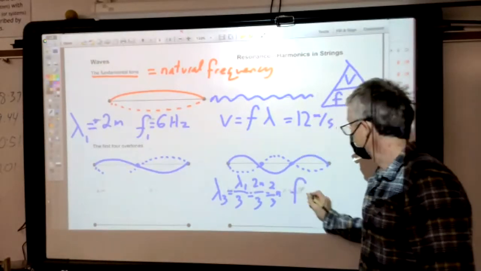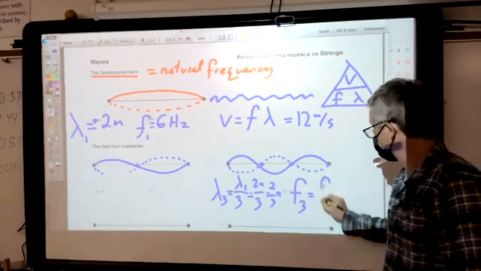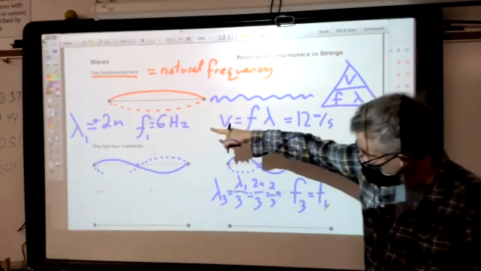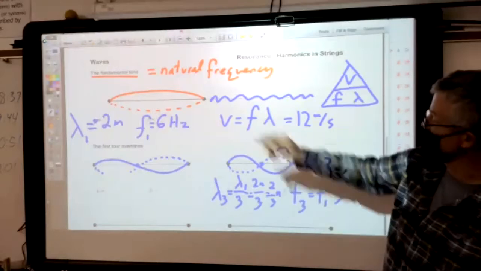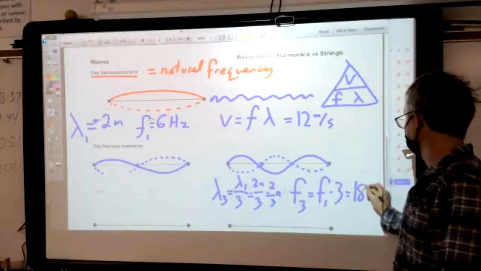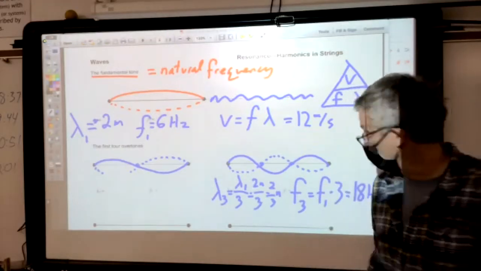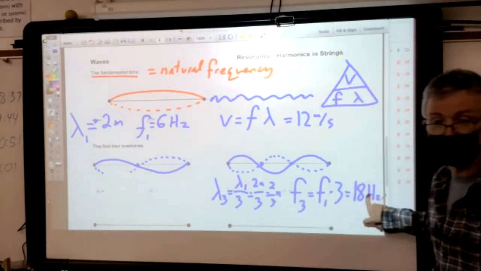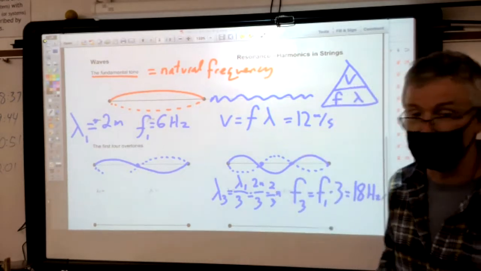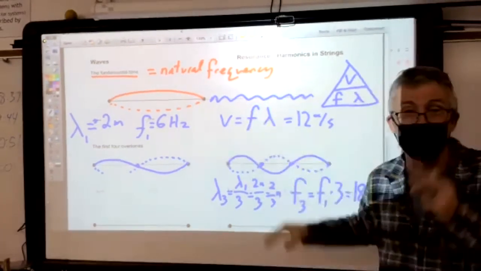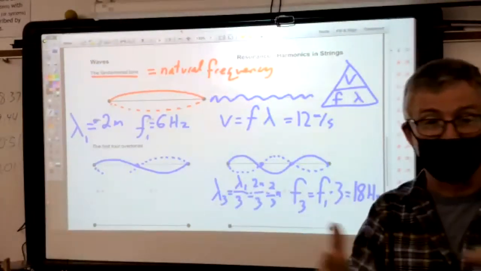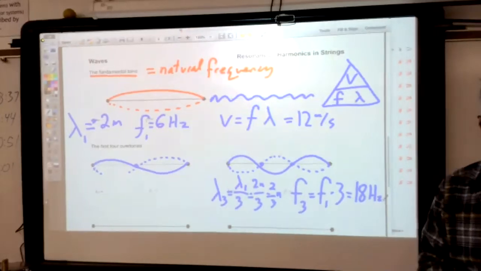Frequency of the third harmonic is going to be the frequency of the fundamental, the natural frequency, times 3. 6 times 3 is 18. Guess what? 2/3 times 18 is 12. So once again, frequency times wavelength is equal to speed. And the speed always stays the same. This is the speed of the wave traveling down the string.